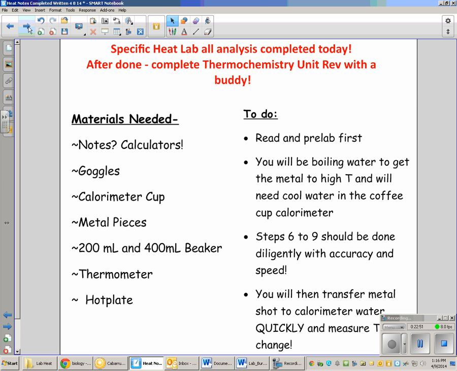Alrighty? The lab is called specific heat of a metal. Honors chemistry, specific heat of a metal. Take about 45 minutes.